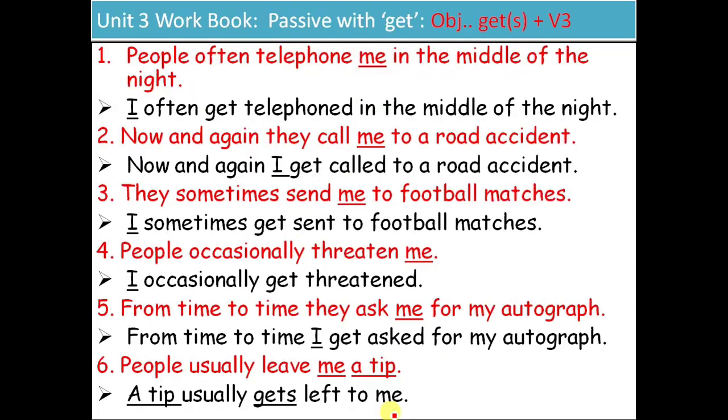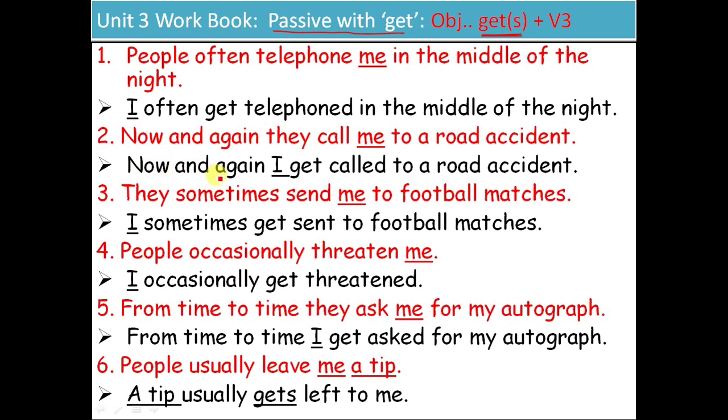So let's do a bit more practice of passive voice. Unit 3 workbook, passive with get. Here passive with get means instead of using is, am or are, we are using get or gets. And here you are seeing some frequency markers like often, now and again, sometimes, occasionally, from time to time, usually, and such others. So if such frequency markers are kept in the beginning of the sentence while changing to passive, just keep them at the beginning of the sentence.